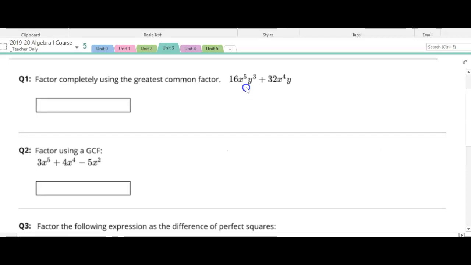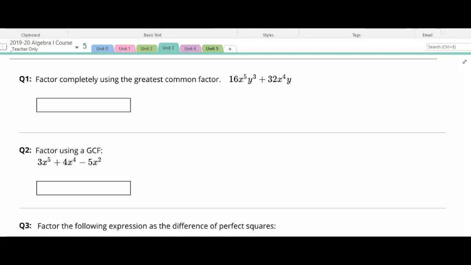Unit 3, we're talking all about quadratics, and even more than just quadratics. We're going to talk about first factoring out greatest common factors from all kinds of polynomials. In the first example, we need to find the greatest common factor.